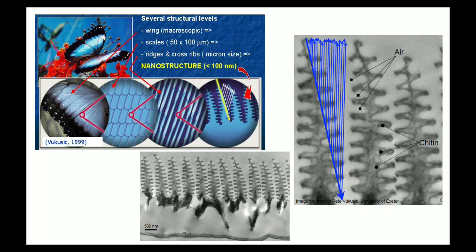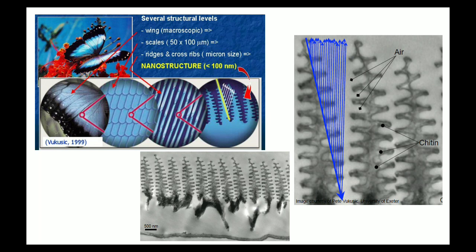Then you can see some structure, and if you take a single structure and zoom in, you can see the ridges and cross ribs, which are also present at the micron size. And if you take a single ridge or single cross rib, you can see there is a nanostructure available which is less than 100 nanometers. That ridge and rib is made with a very large number of chitin.